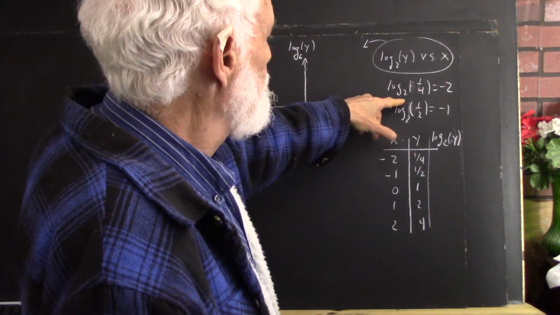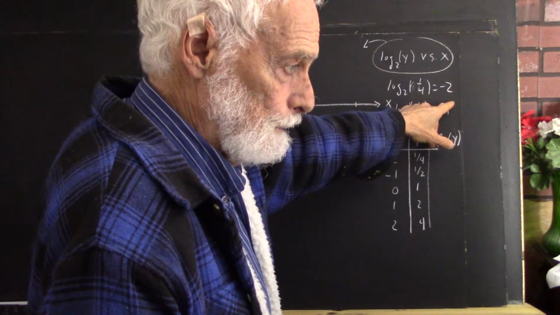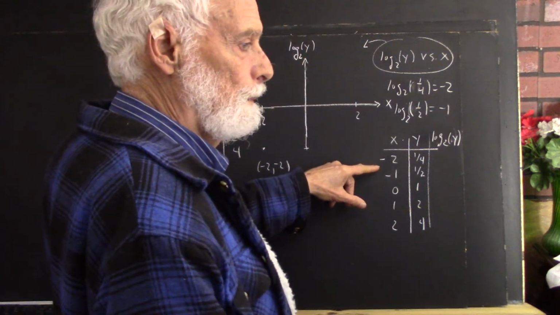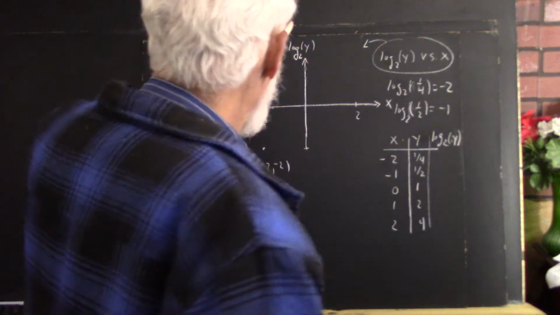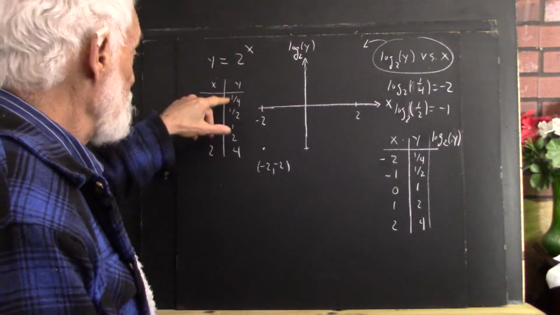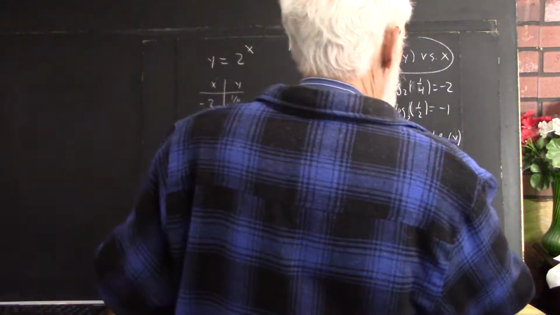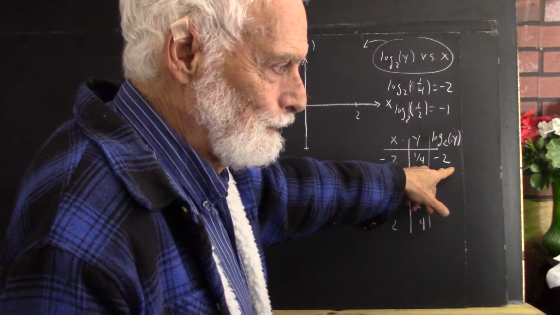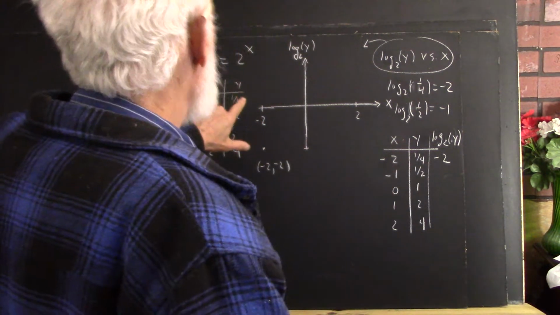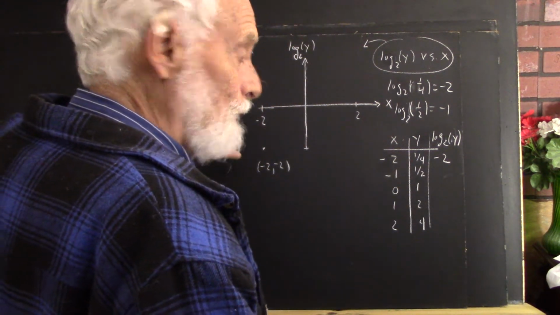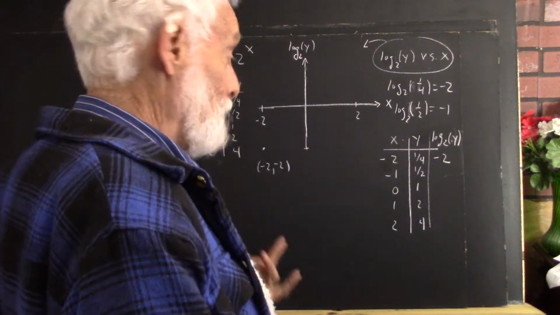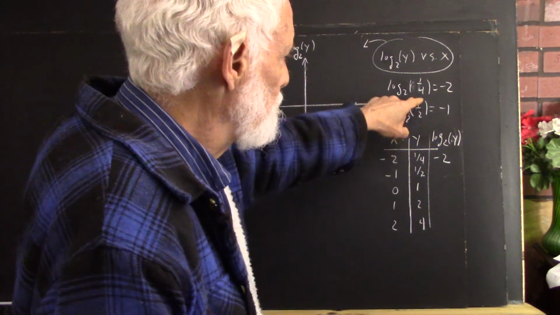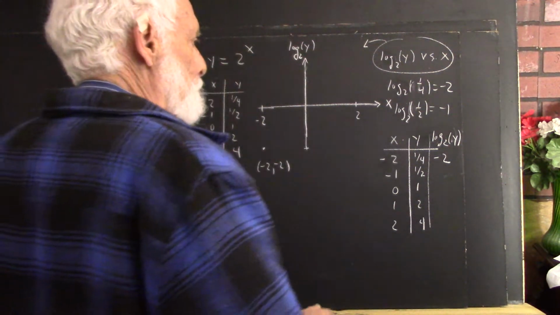Well, the log base 2 of 1/4 is negative 2. So, if x is negative 2, y is 1/4. Natural log of 1/4 is negative 2. Now, it's no coincidence that that's negative 2, since your table for the natural log of y would just be the invert of this table. But, okay, log base 2 of 1/2 is negative 1.